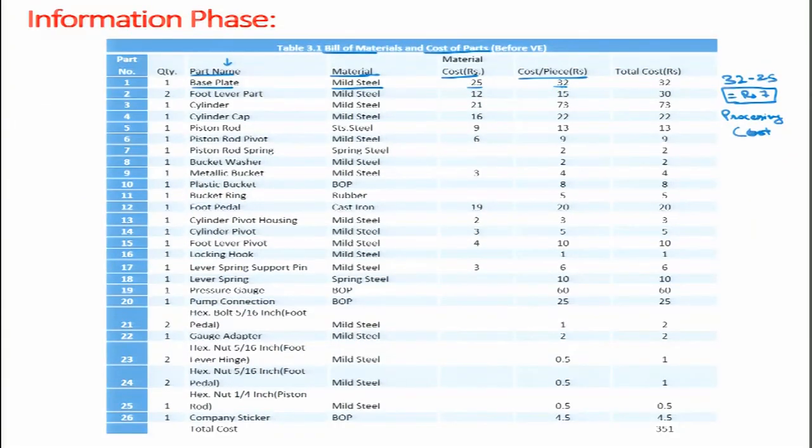So, this is the major input that we have in the information phase. This is a major input in a value engineering study.